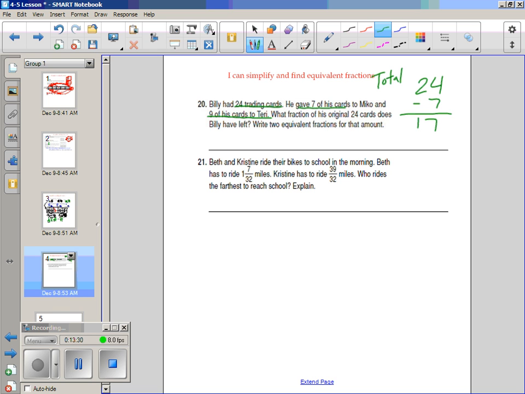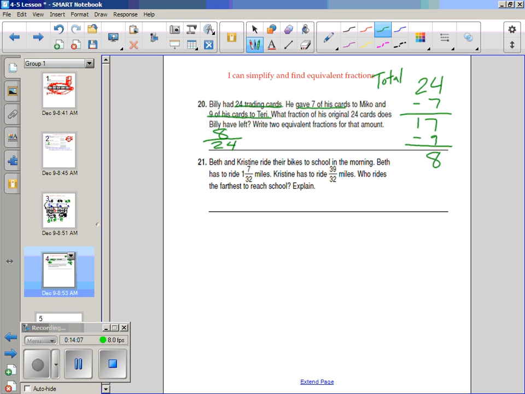And then he gave 9 of his cards to Terry. So what do we have to do with 9 now? Subtract 9. How many total does he have left? Miko? 8 cards are left. Now, whenever we're talking about fractions, we're talking about part to whole relationship. The whole is our total. We started with 24. What does he have left? 8/24 is the fraction that he has of cards left from where he started.